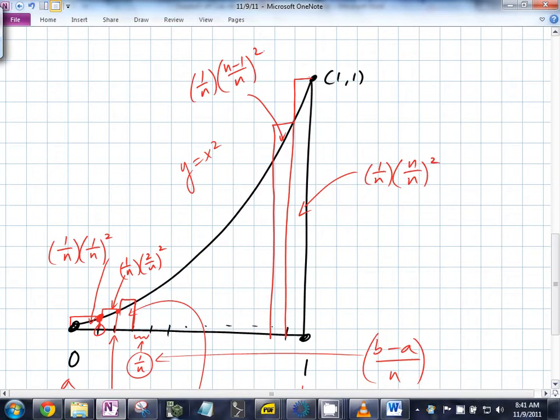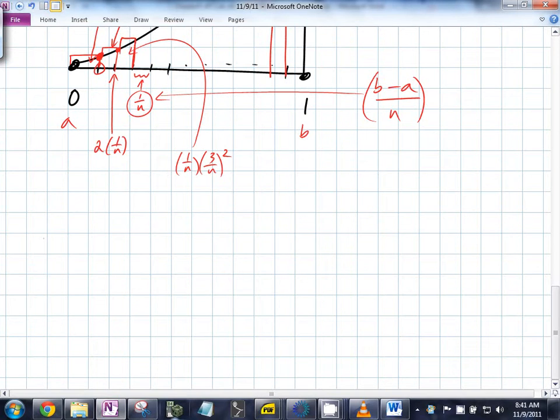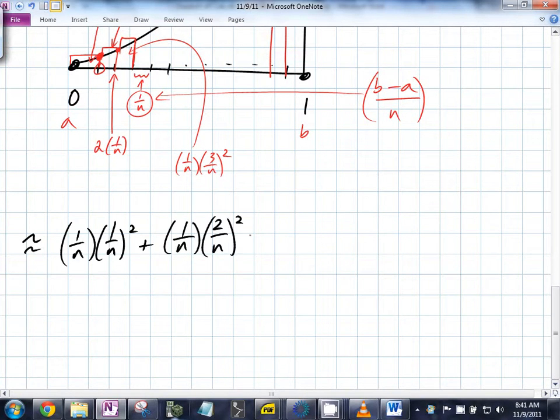So if we're going to make an estimate of these all together, we have to add them all up. Are we okay with this idea? We're going to add them all up. So if we add them all up, just so you can see this here, our estimate is going to be something like the first one plus the second one. I'll do a third one. That's fine.